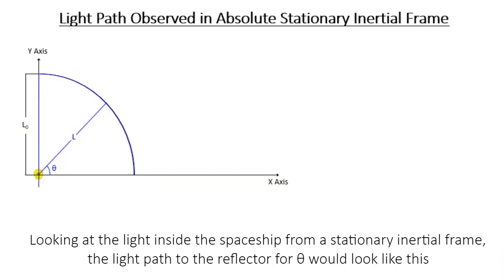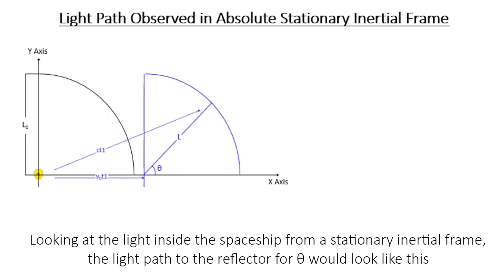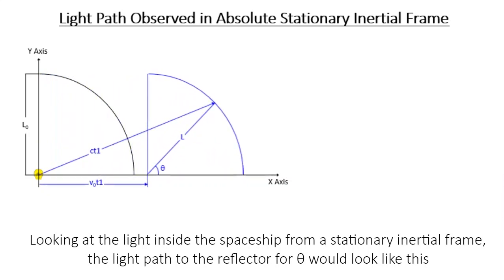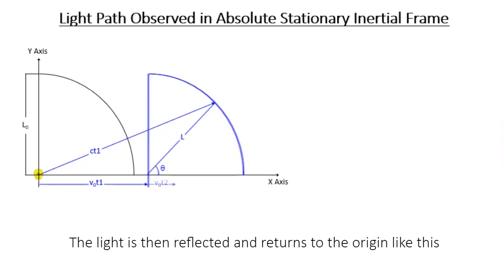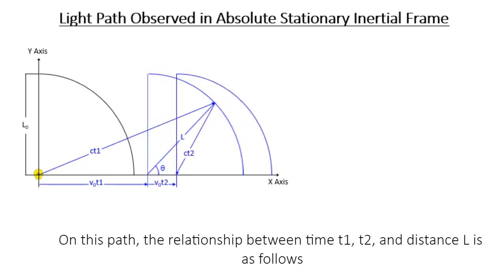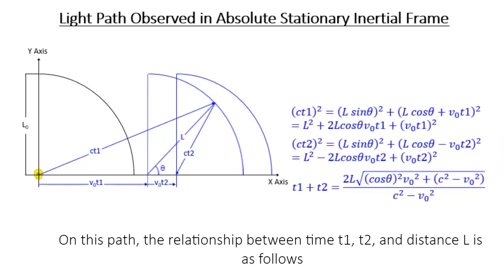Looking at the light inside the spaceship from a stationary inertial frame, the light path to the reflector for theta would look like this. The light is then reflected, and returns to the origin like this. On this path, the relationship between time t1, t2, and distance L is as follows.